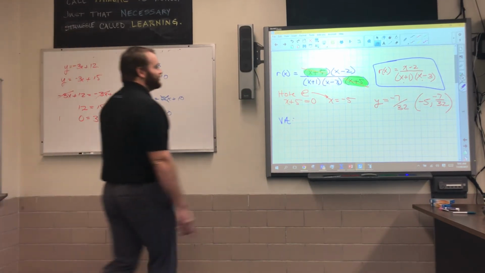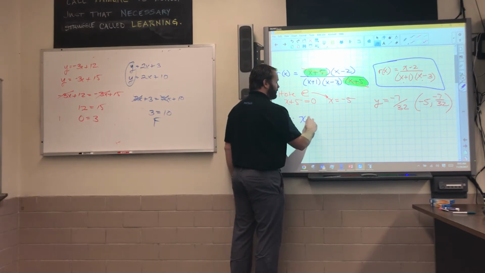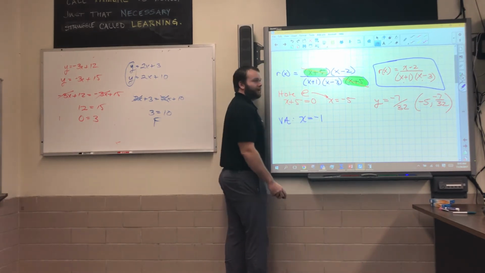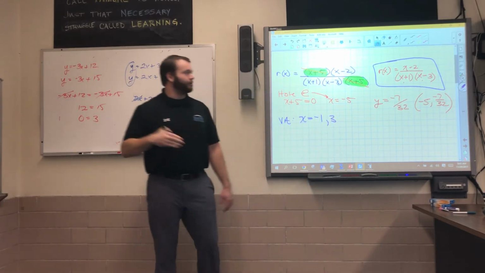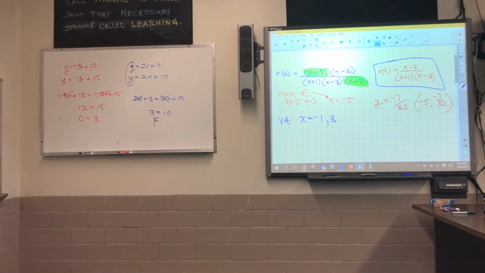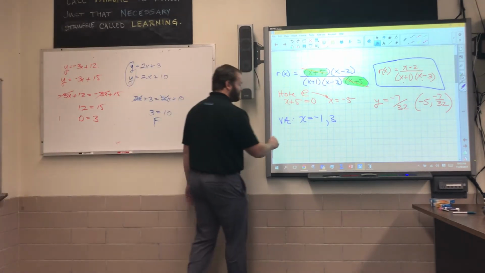What's one of the vertical asymptotes? x equals -1, right? What's the other one? Vertical asymptotes are where you set the denominator equal to 0 and solve. If it's already factored, then that's pretty easy. Once it's factored, a lot of this stuff is just kind of recognition.